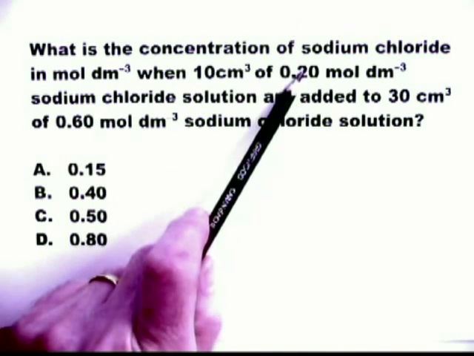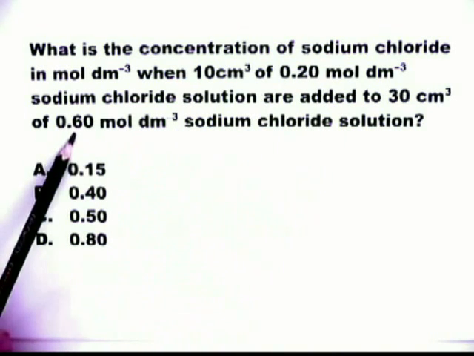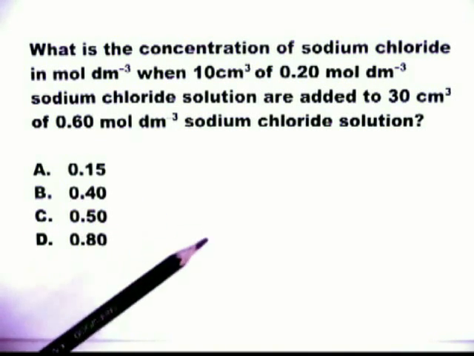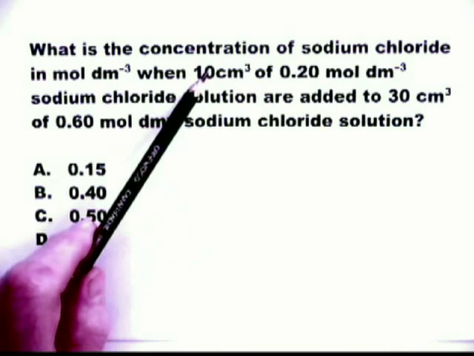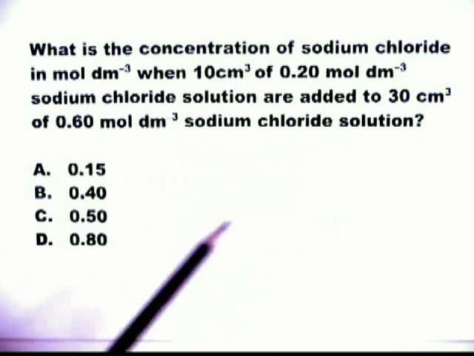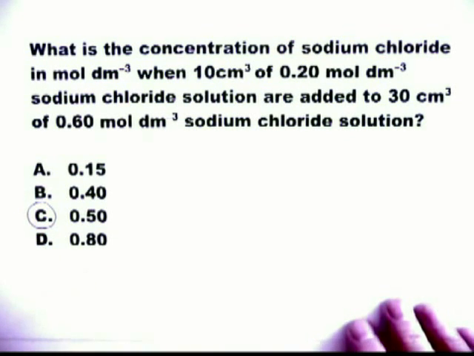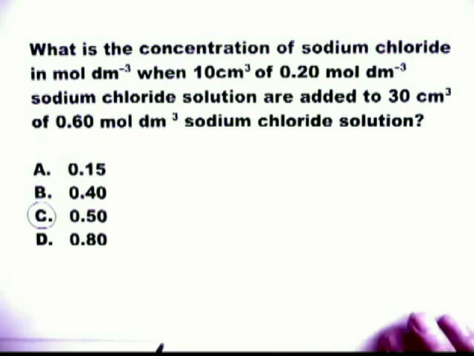Look at B. This is an interesting one. 0.4 is halfway between 0.2 and 0.6. For you to achieve a concentration of 0.4, you would have to mix equal volumes of the two solutions, and equal volumes were not mixed. Therefore, B is not a possible answer. This leaves only C, 0.5.